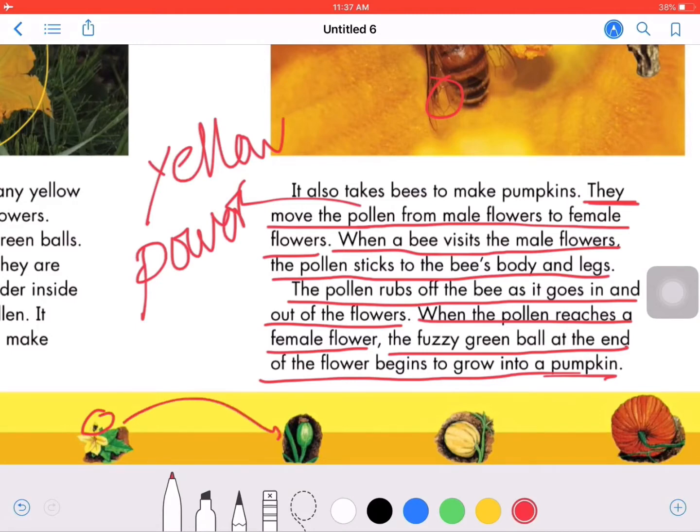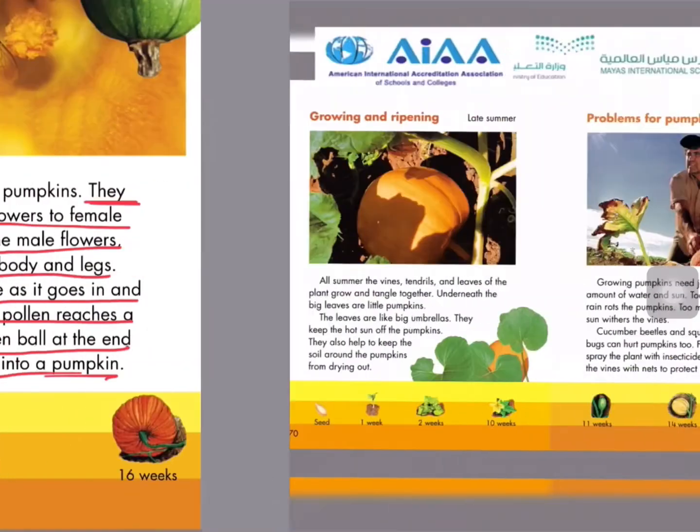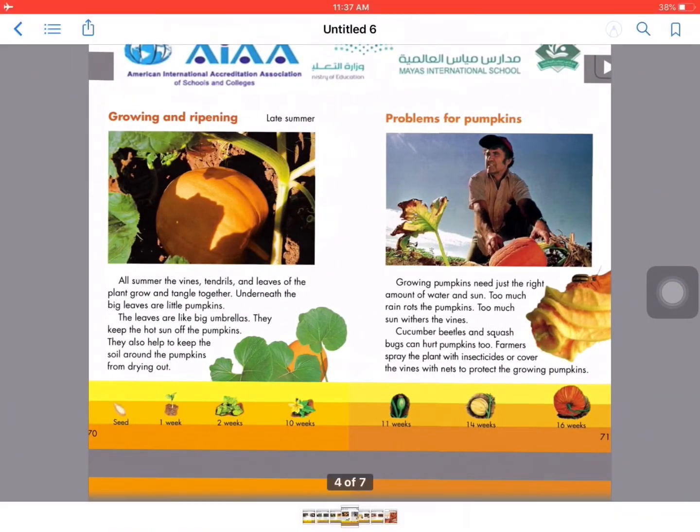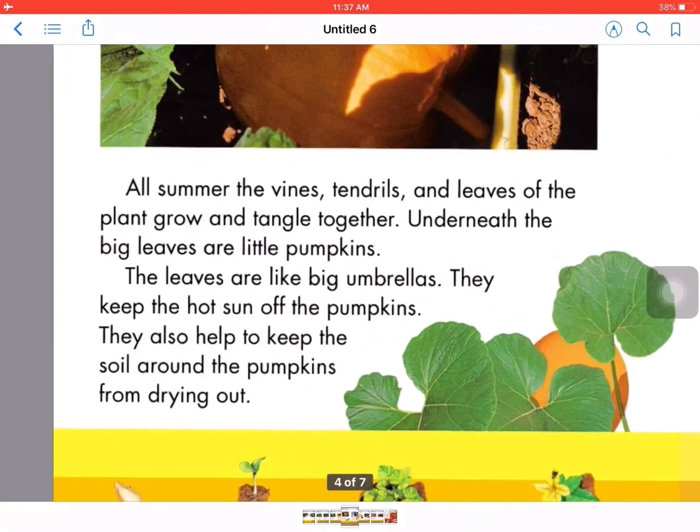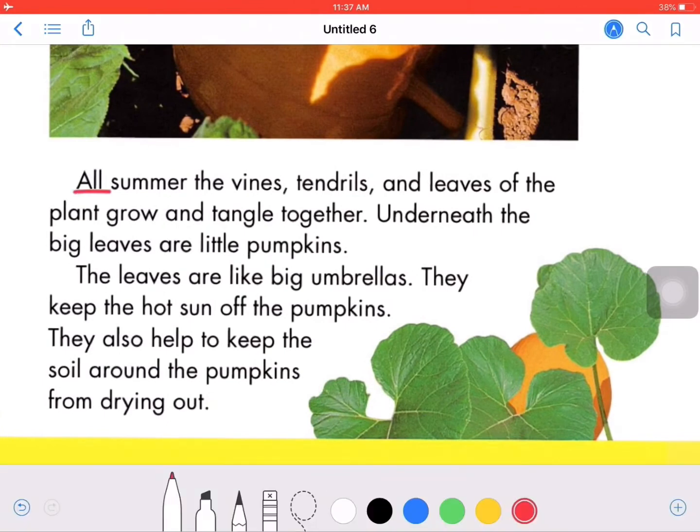Grows into what? A green small pumpkin. A small green what? Pumpkin. Then, here now we have growing and ripening. Late summer, at the end of the summer. All summer, the vines, tendrils, and leaves of the plant grow and tangle together, connected to each other.